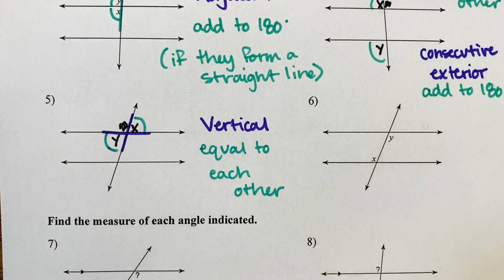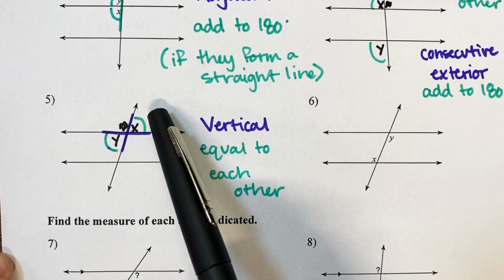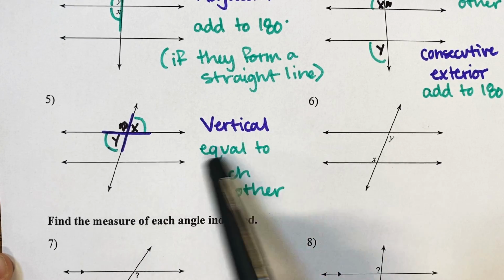Okay, sorry about that. So we know that when they form that X and they're right across from each other, they're vertical angles and they'll always equal each other.